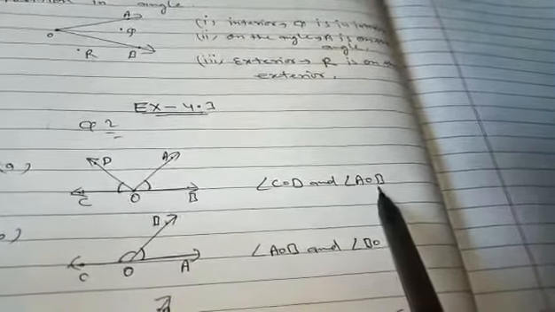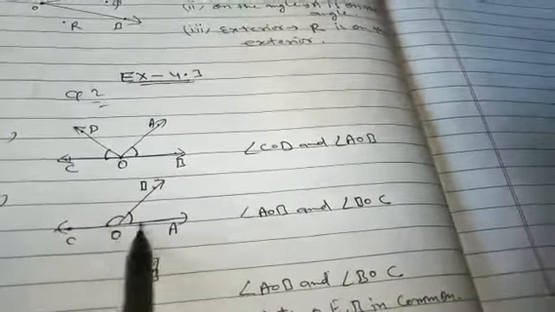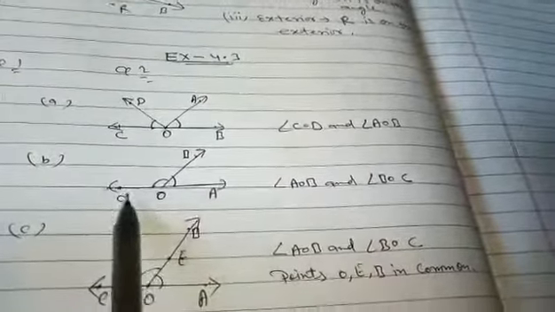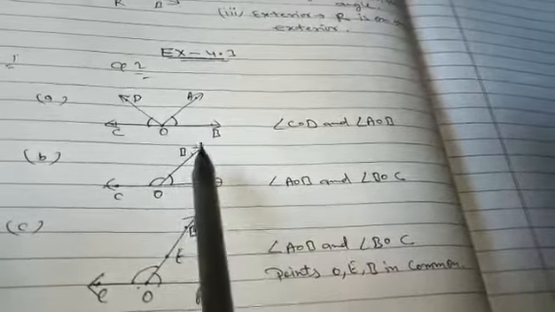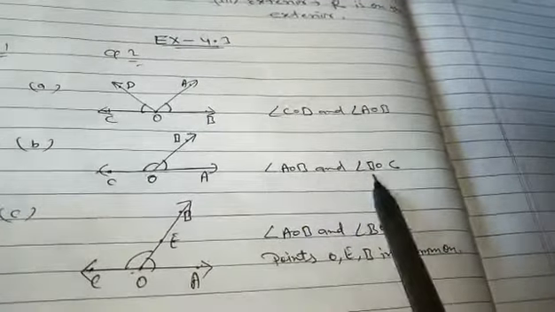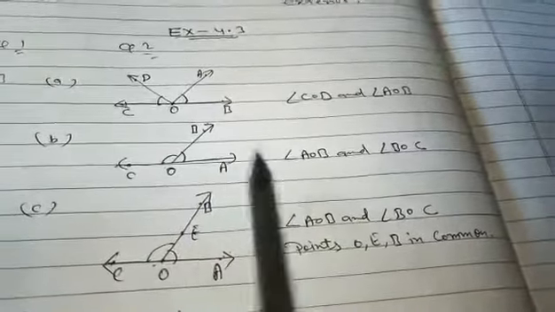In the second, 2 points are common. You see these types of figure. For 2 points in common, you see AOB and BOC. So O and B are the 2 points that are common in both angles.